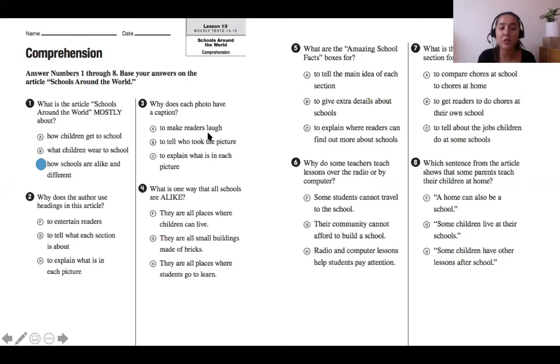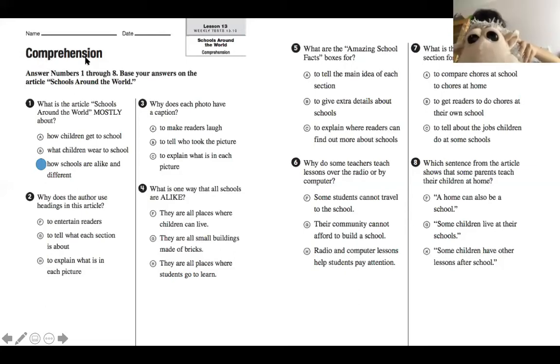Okay, number 2. Why does the author use headings in the article? Let's go for Suri. To explain what is in each picture. So you're very close. So that's a caption. A caption explains what's in each picture. So a heading is at the very top of a page. So have a look here. The heading here says what? What does this say, Suri?